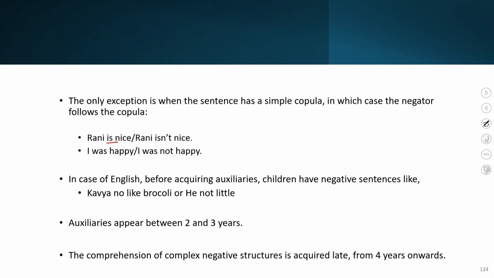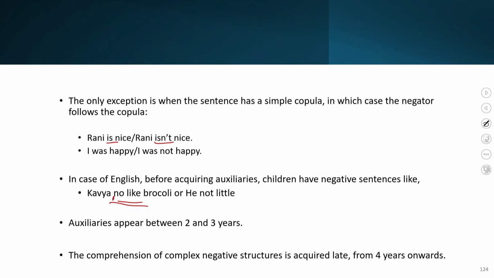So, Rani is nice, Rani is not nice, I was happy, I was not happy, right. So, this is the only exception. In case of English, before acquiring auxiliaries, children have negative sentences like this. So, the auxiliary is not yet here.